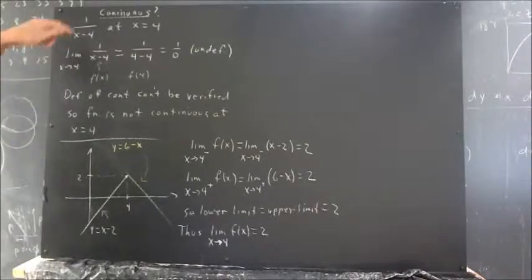Okay, question: is this continuous? 1 over x minus 4 at x equals 4. Now, implicitly, that's the function f of x equals 1 over x minus 4.